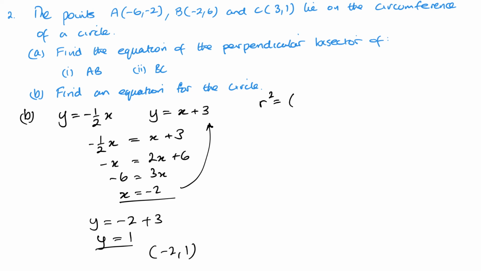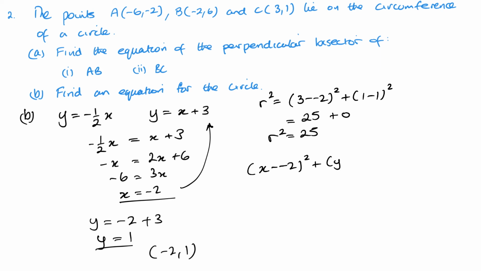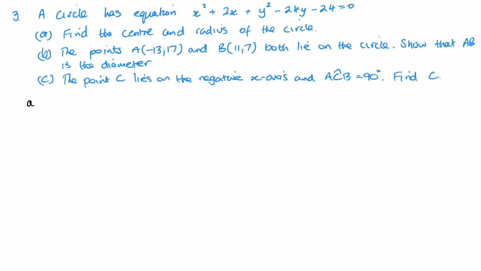So the difference in my x values, so we start with C: 3 minus minus 2 squared plus 1 minus 1 squared. So we get 5 squared, which is 25, plus obviously 0, so my r squared is 25. So I know my radius is 5, but I don't need that. So my equation is x minus minus 2 squared plus y minus 1 squared equals 25, which is quite clearly x plus 2 squared plus y minus 1 squared equals 25. So part A, nice and easy.